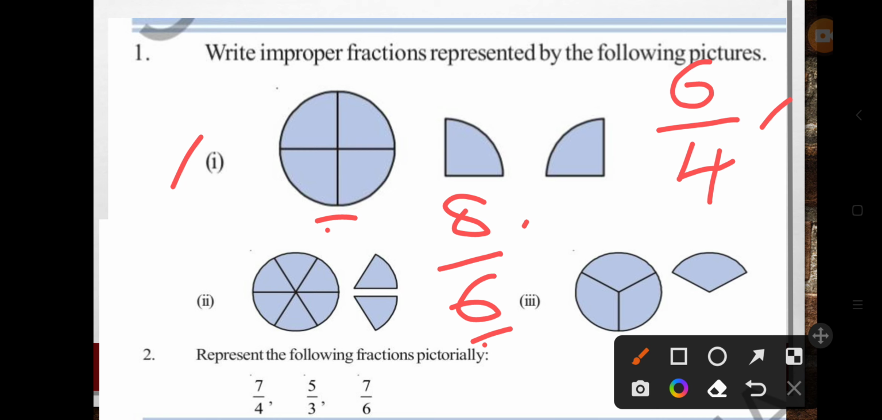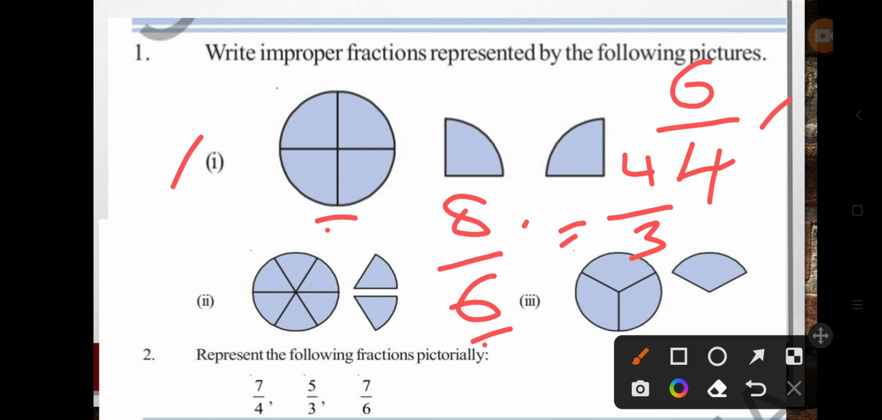Suppose here we divided one part into 3 equal parts. So write 3 as the denominator. How many parts are shaded? 1 2 3 4. So 4 by 3 is the answer. So like that we have to write.